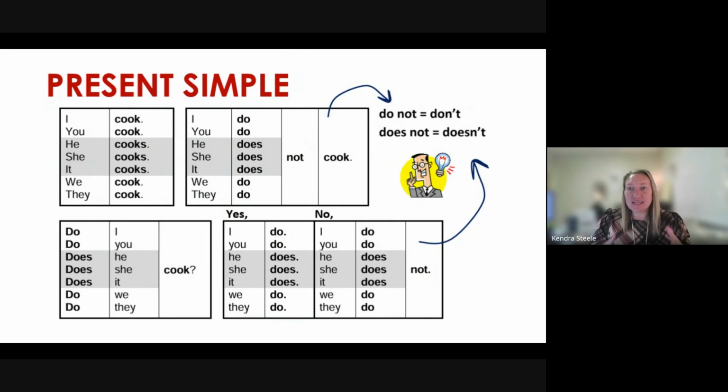Again, this might be a nice spot to pause and practice making sentences, making negative sentences with no or not, asking questions, and then answering those questions.